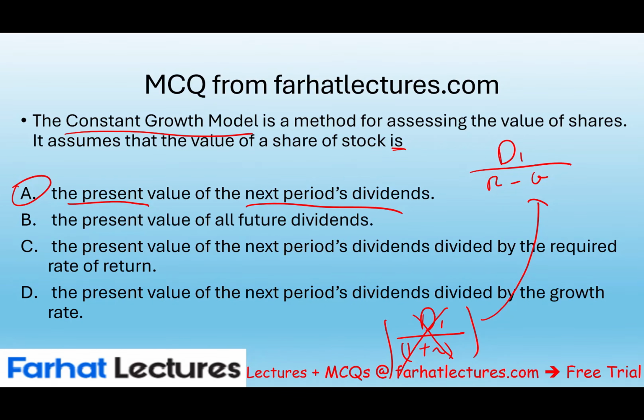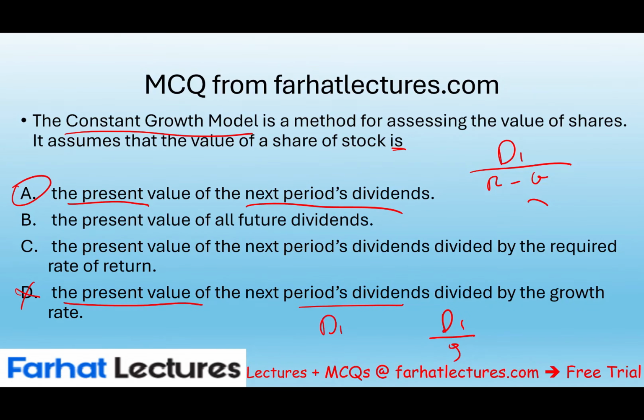That's incorrect. Let's look at D first. D says the present value of the next period dividend divided by the growth rate. So what D is saying is D1 divided by G. Is this the case? No, the formula is not. C, the present value of the next period dividend divided by the required rate of return. It's D1 divided by R. Is this correct? No, it's not. So B says the present value of all future dividends, and the answer is yes.